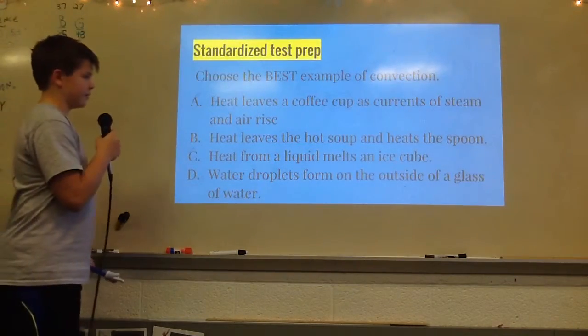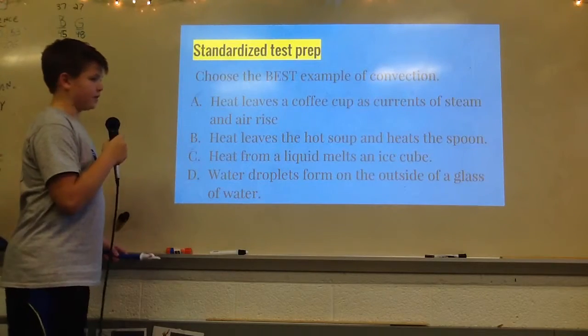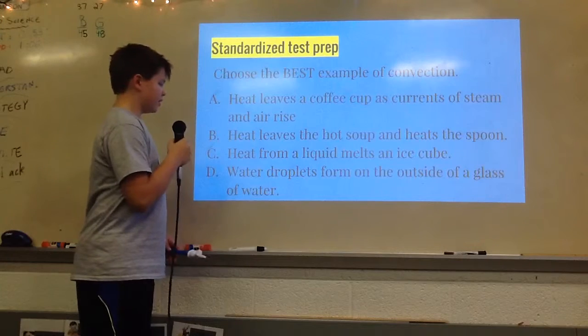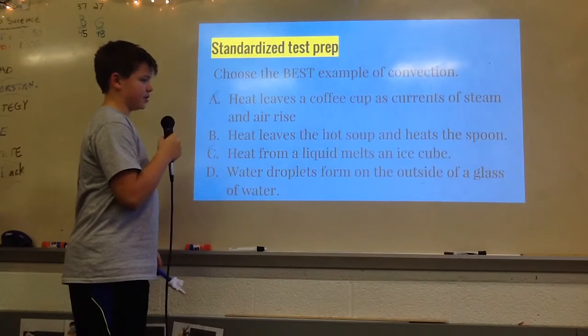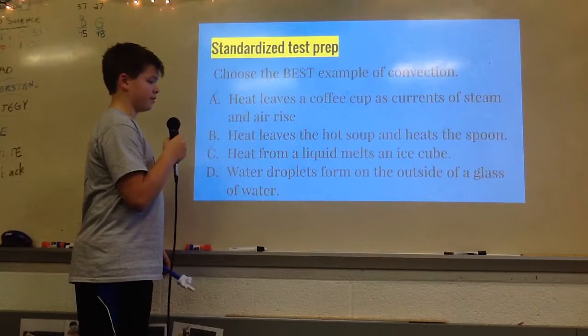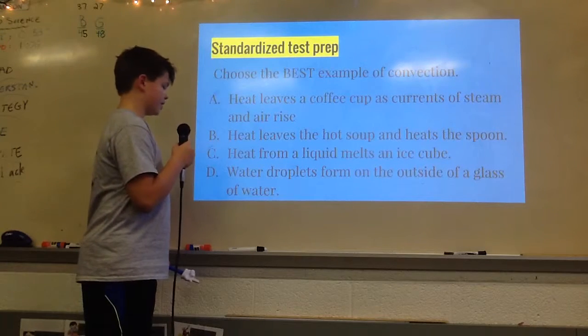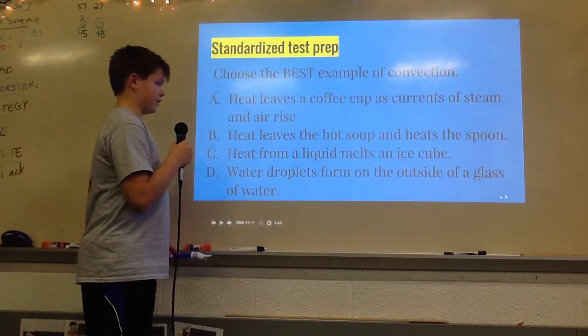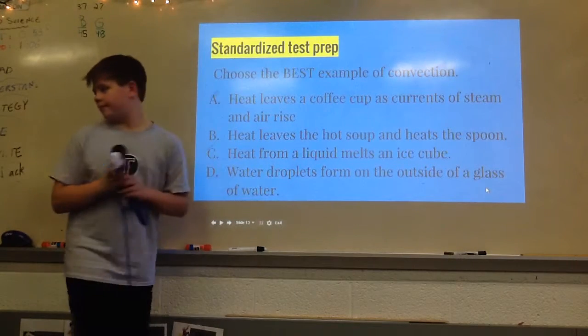Choose the best example of convection. A, heat leaves a coffee cup as currents, steam, and air rise. B, heat leaves a hot soup and heats the spoon. C, heat from a liquid melts an ice cube. D, water droplets form on the outside of a glass of water.